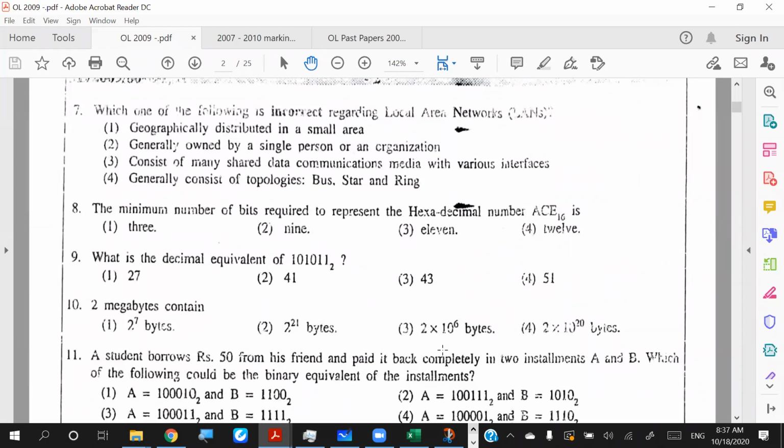So then the seventh one: which one of the following is incorrect regarding the local area network? LANs are geographically distributed in a small area, which is correct. Generally owned by a single person or an organization, yes. Consist of many shared data communication media with various interfaces. Generally consist of topologies bus, star, and ring.